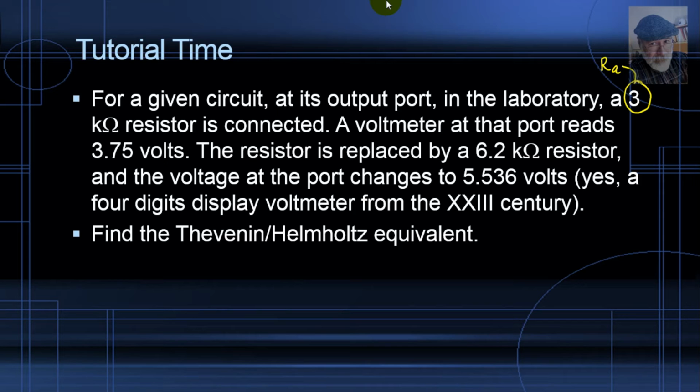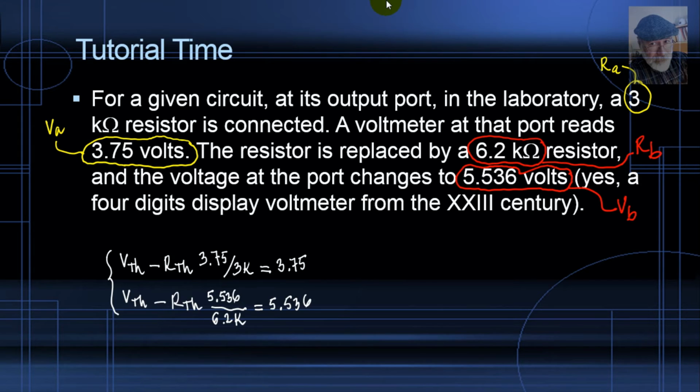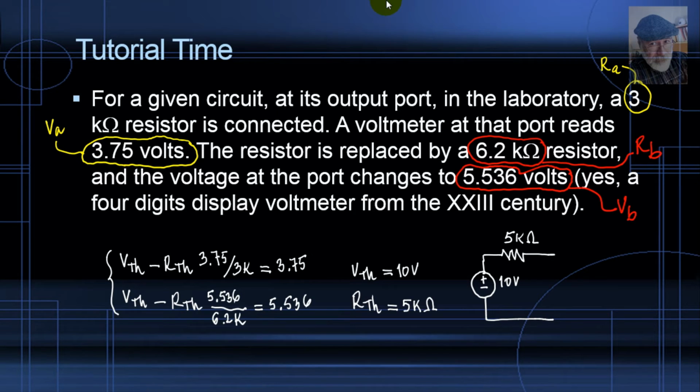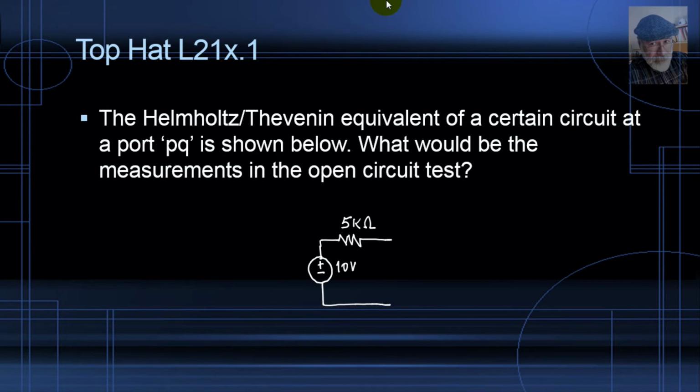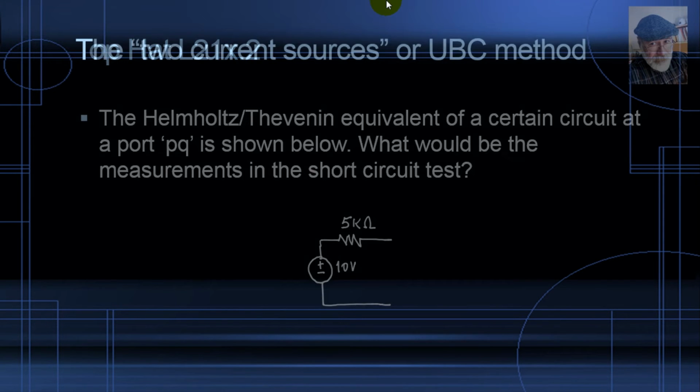3 kilo ohms is Ra, the value of the first resistor, and the voltage that appears is Va, 3.75 volts. So 6.2 kilo ohms is Rb, and 5.536 volts is Vb. Write the equations, solve for Vth and Rth, and next we draw the equivalent circuit. That is the solution to that exercise. Are we done? No, we are not done. This exercise is for your entertainment, even though it's not properly related to what I've said.